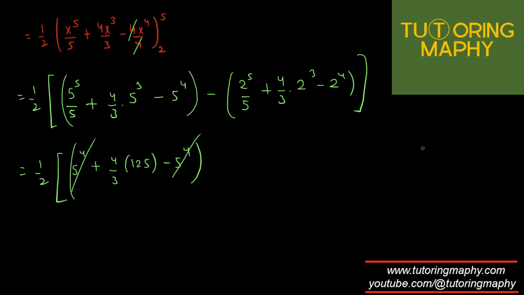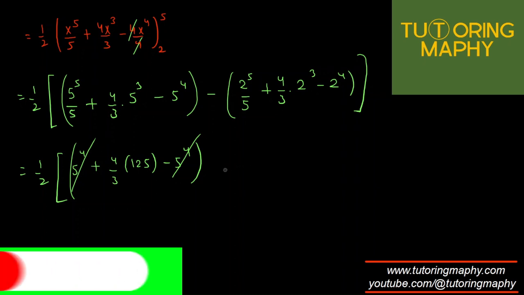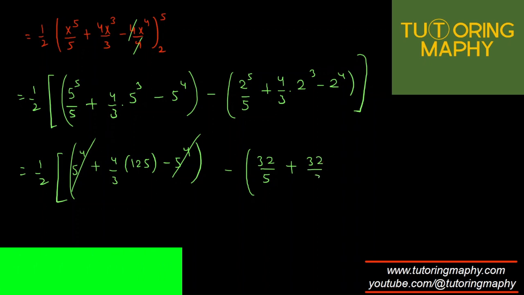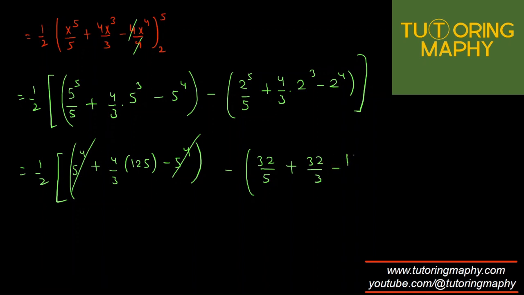All right, excellent. So if this happens, then what about the next one, guys? The other one can also, I think, be simplified, something like this. So that's going to look like 2 raised to 5: 2, 4, 8, 16, 32. 32 over 5 plus 2 cube is 8. 8 times 4 is 32. So that's 32 over 3. 2, 4, 8, 16. So that's 16 over here.